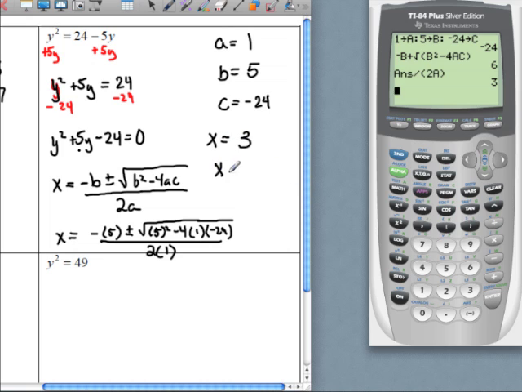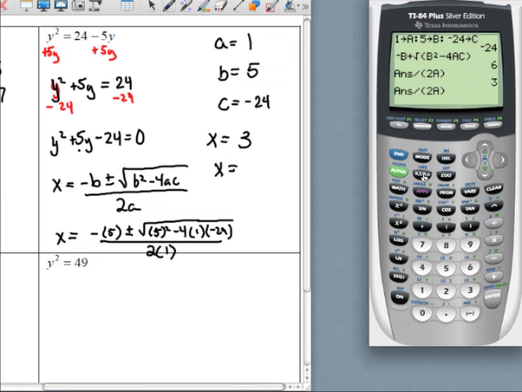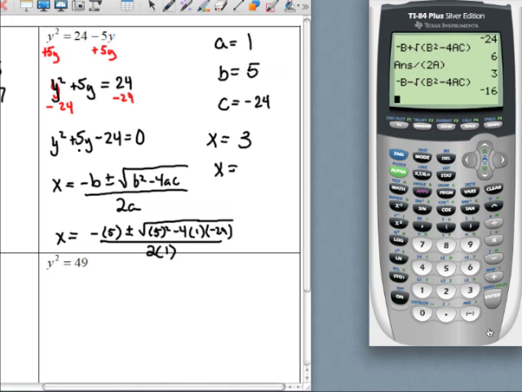So let's get our second answer. So I'm going to hit second entry again to bring up the entry up here, and I'm going to switch that addition sign to a subtraction sign. Hit enter, and we have negative 16 as our numerator this time. Divide that by the 2a, and I'm just going to type this in. It's quick. Hit enter, and we have negative 8 as our other answer.